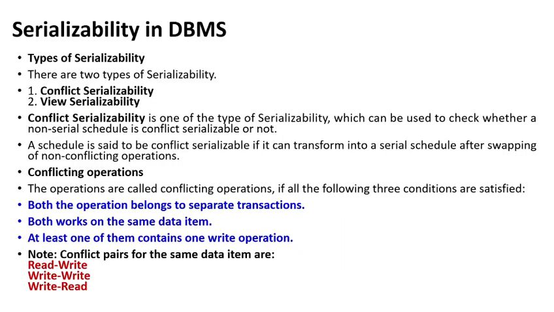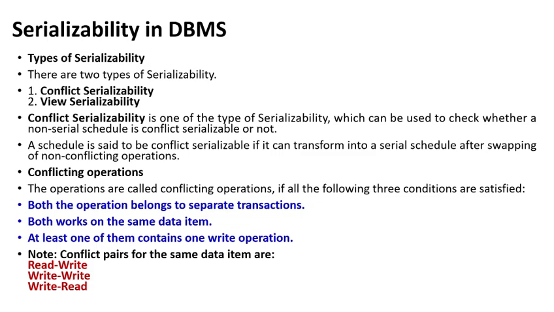There are generally two types of serializability: conflict serializability and view serializability. Conflict serializability can be used to check whether a non-serial schedule is conflict serializable or not. A schedule is said to be conflict serializable if it can be transformed into a serial schedule after swapping of non-conflicting operations.